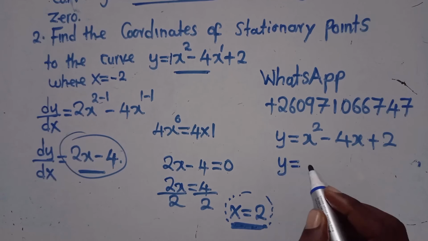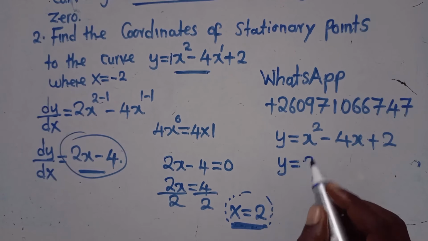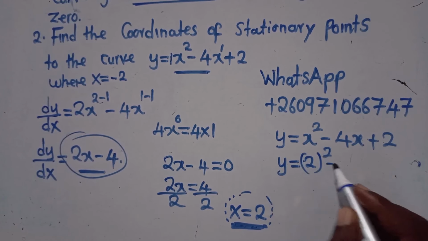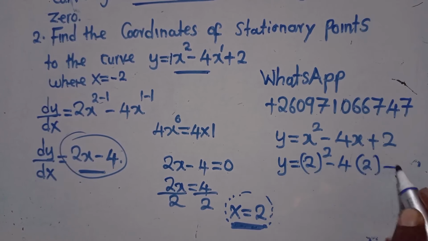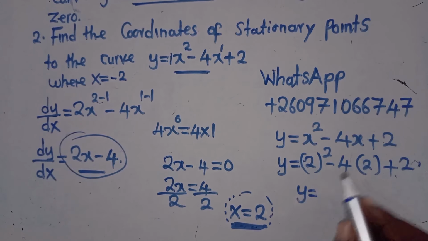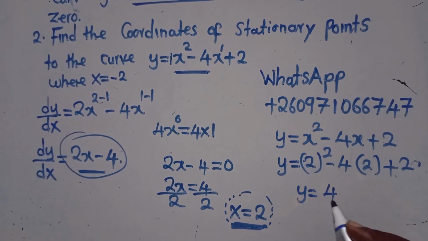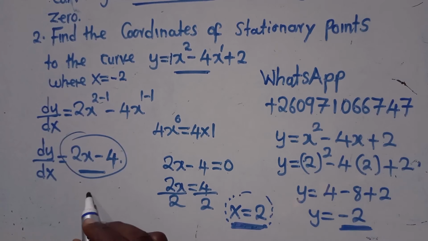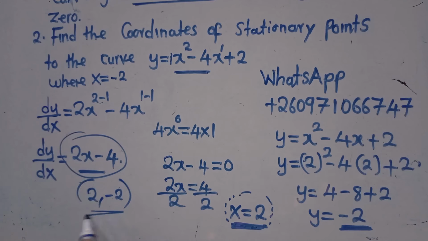So this is now equal to, what is the answer there? This is 2 squared minus 4 times 2 plus 2. What answer are we getting there? So this is 4 minus 8 plus 2. The answer you are going to get is negative 2. So meaning the coordinates of the point are what? x is 2, y is negative 2. So therefore, this is your answer. This is the coordinate of the stationary point. Like this, you are done.